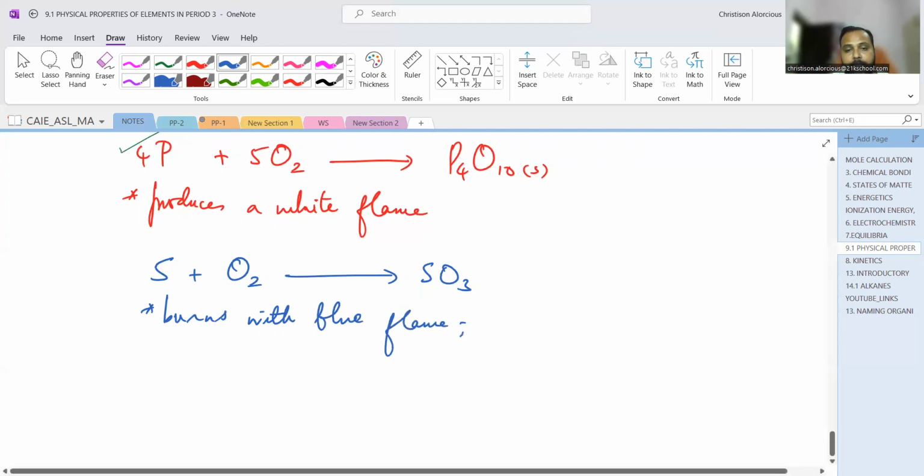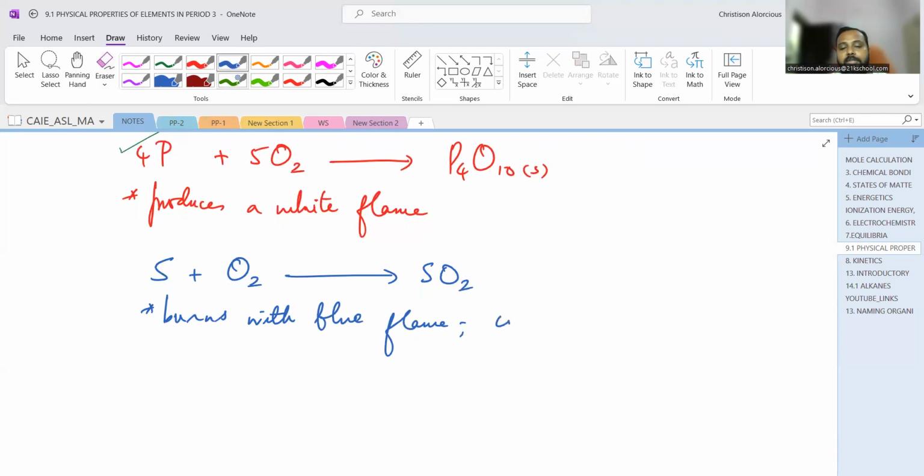It burns with a blue flame. Sorry, I said sulfur dioxide. Yeah, sulfur dioxide. The sulfur dioxide produced is a colorless gas. Now you're wondering, how do I know that there's a colorless gas produced? It's colorless after all, so I don't see. Yeah, you might not see the sulfur dioxide, but absolutely, you're going to smell it. It's got a very choking, pungent, acidic odor, so you would know.